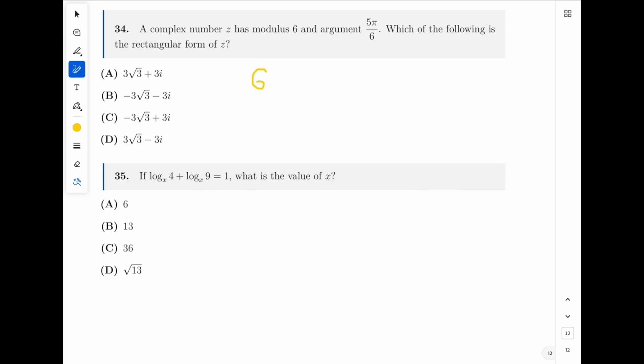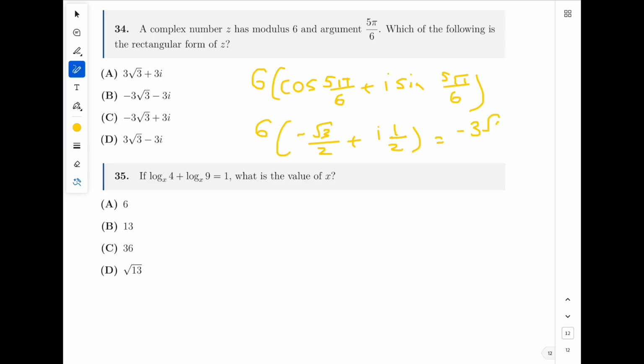Again, you plug in the modulus, so this is 6 times cos 5 pi over 6 plus i sine 5 pi over 6. Now cos 5 pi over 6 has to be negative, so it is negative root 3 over 2, and sine will be positive, so this is half. So if I go on to evaluate that, this is minus 3 root 3 plus 3i, option C. And 35 is again very easy.